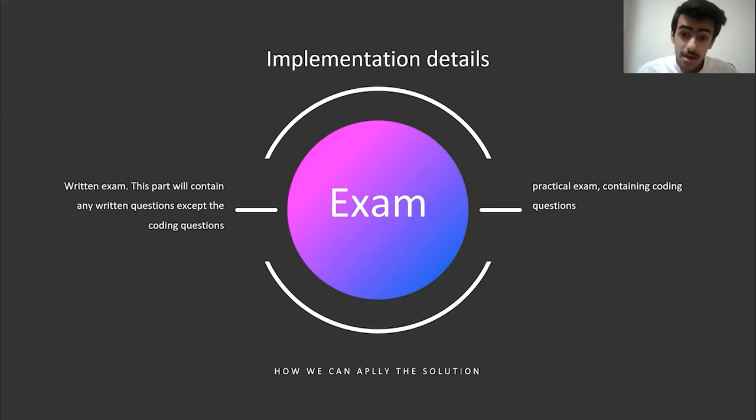Let's take an example. For example, if we have the midterm exam, it's out of 30 marks: 15 marks for the written exam and 15 marks for the practical exam. So the student has to take two exams, the written exam and the practical exam. So that was what I have about the implementation details.